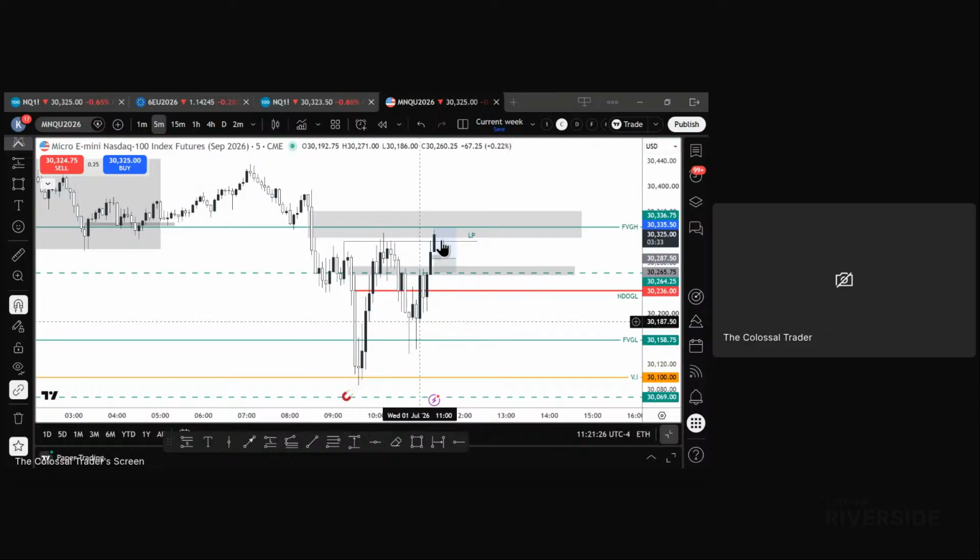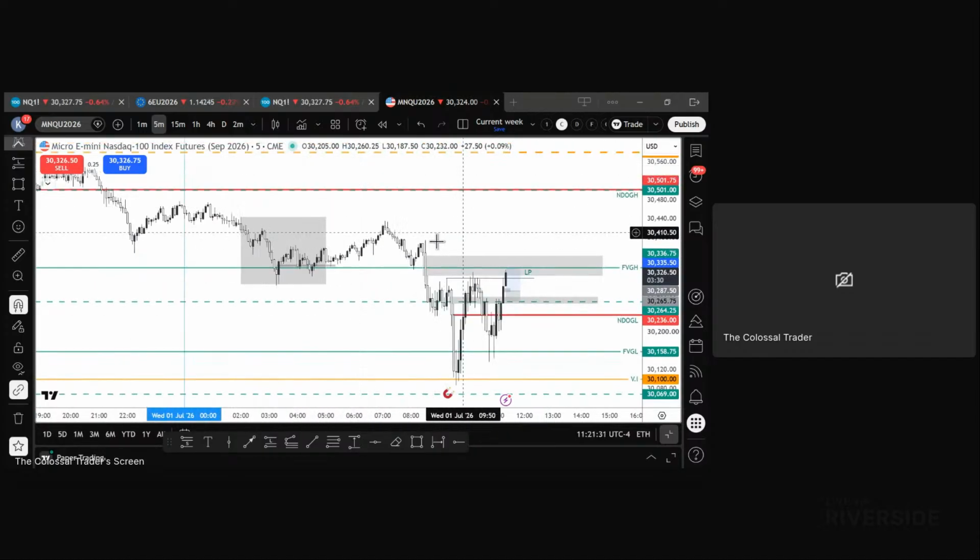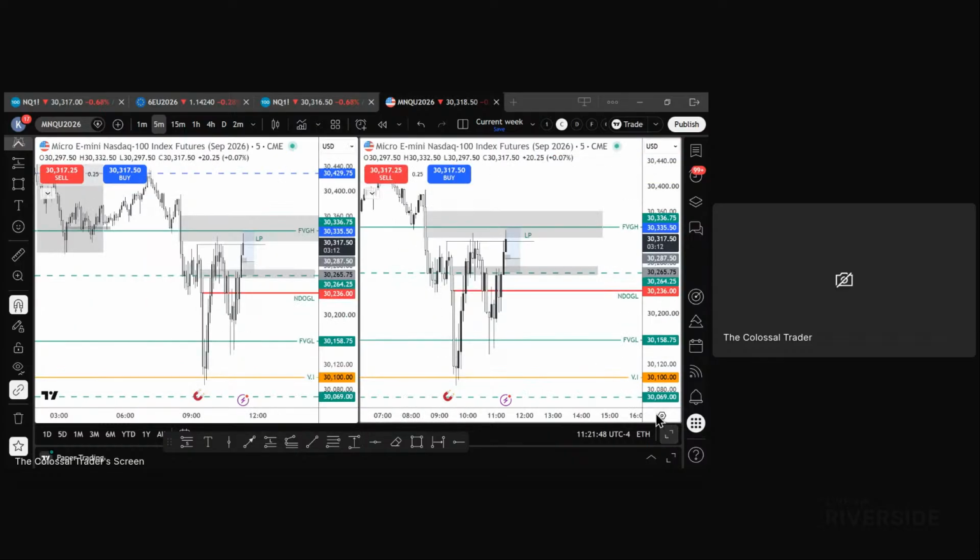Hit this daily level, turned around. And this would be ridiculous if we see Nasdaq really take out these highs. All right, so it gave that run to this high. Now, does it reject?